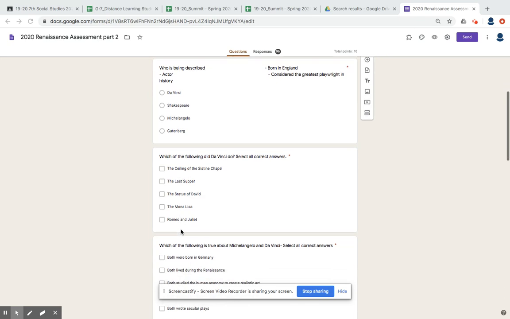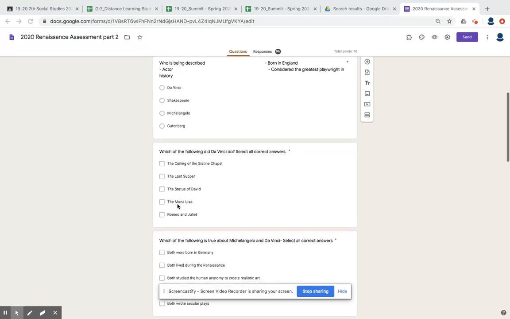This is where things get a little more confusing for some of you because you struggle with finding multiple answers. In order to master this, you have to have a pretty good understanding of it. Which of the following did Da Vinci do? Da Vinci did the Last Supper and the Mona Lisa. The ceiling of the Sistine Chapel was done by Michelangelo. The Statue of David by Michelangelo. Romeo and Juliet was done by Shakespeare. So Da Vinci only did these two, the Last Supper and the Mona Lisa.